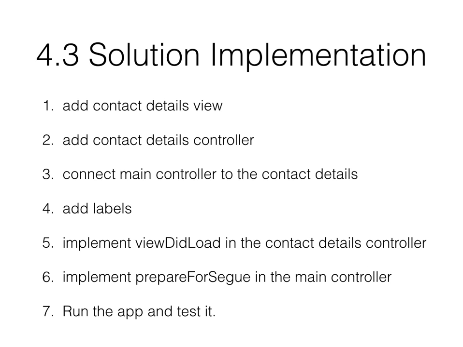So in the implementation, we start by adding another screen for the contact details and configure that screen to be able to display first name, last name, and email. And if you have other details, you need to configure them as well. We need to add a custom controller, connect the main controller to the contact details. Then we need to add components, labels, implement the view did load in the contact details controller, then implement the prepare for segue in the main controller.